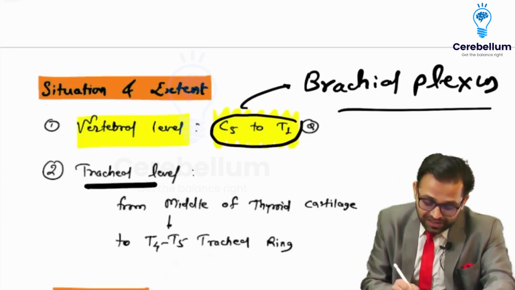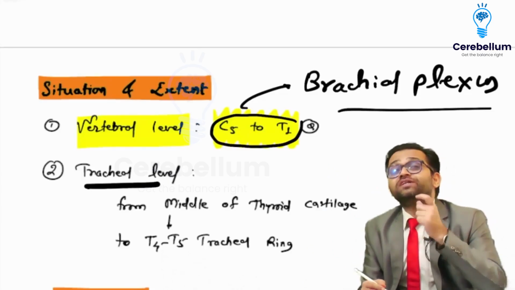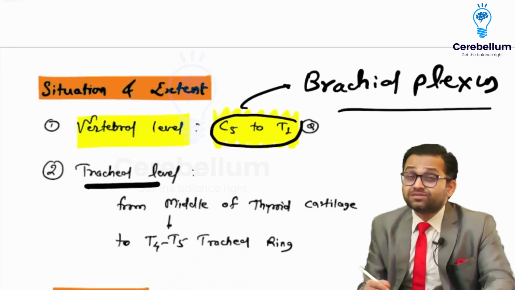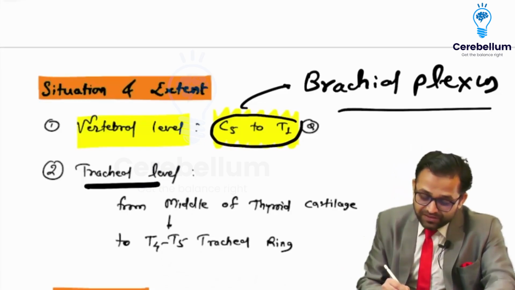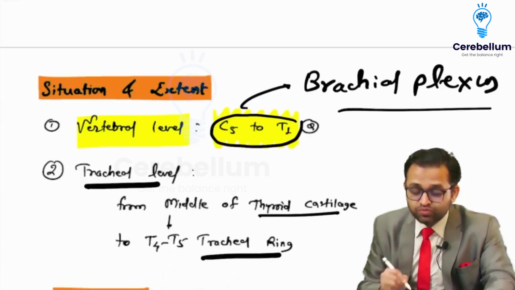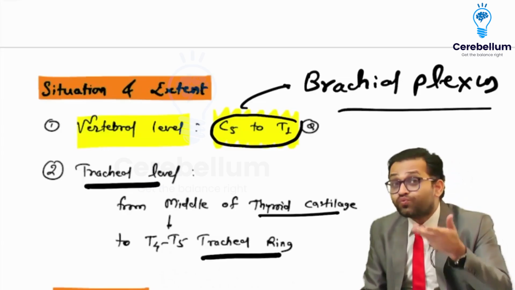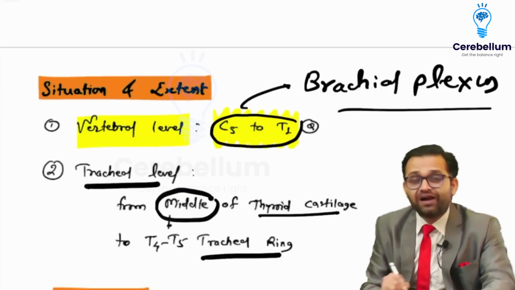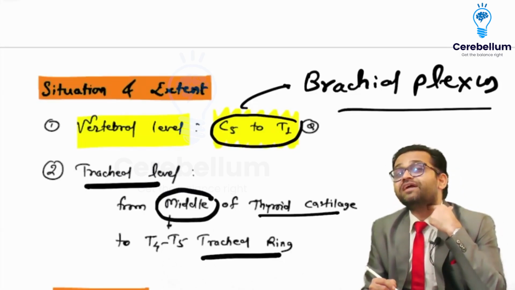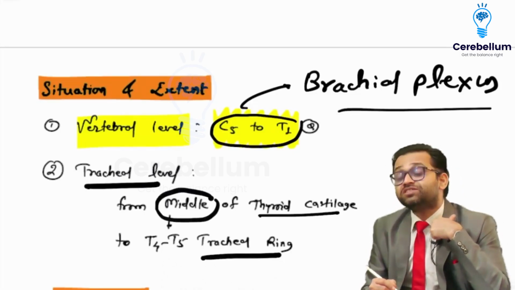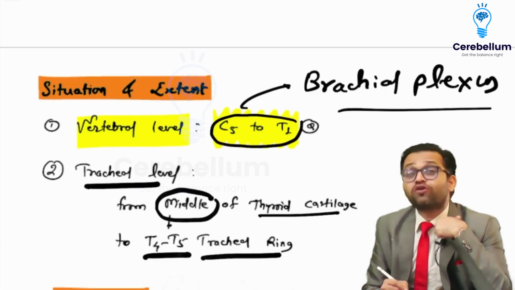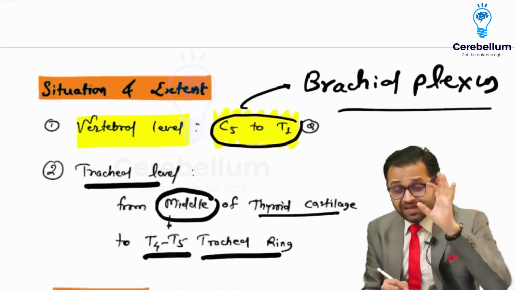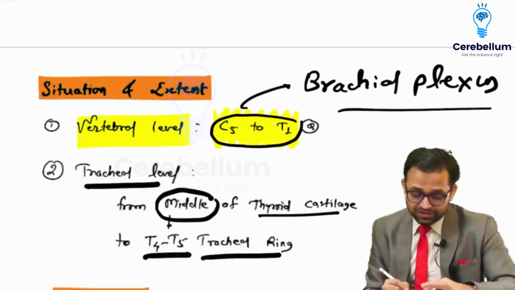Now, the tracheal level. The thyroid gland is located in front of the trachea. Remember, it extends from the thyroid cartilage up to the tracheal ring. Which part of the thyroid cartilage? Remember, the middle of the thyroid cartilage. It starts from the middle of the thyroid cartilage and reaches up to the 4th or 5th tracheal ring, the C-shaped hyaline cartilage ring. Okay, so this is another MCQ.